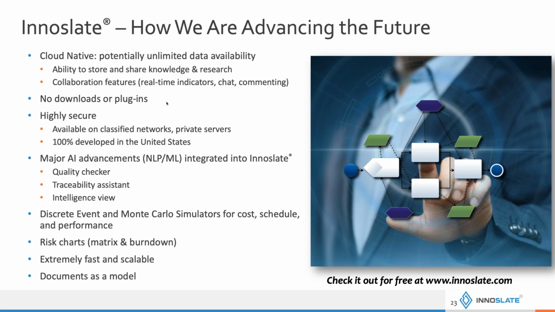We also have risk charts, both a risk matrix and now a risk burn down chart is coming out in 4.3. So that's coming up very soon. But it's actually been already pushed to the cloud version. So the cloud version, you'll see, has some of the 4.3 features already out there. I think you'll find it's very fast and scalable.